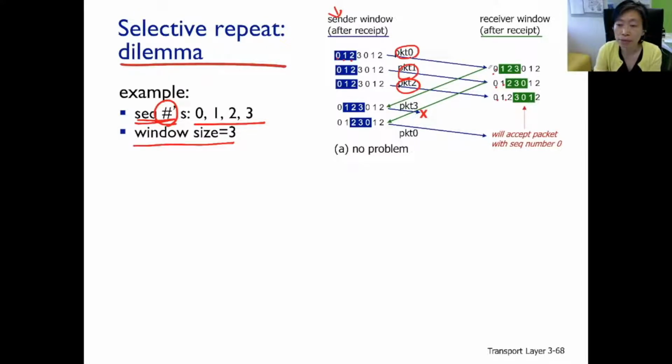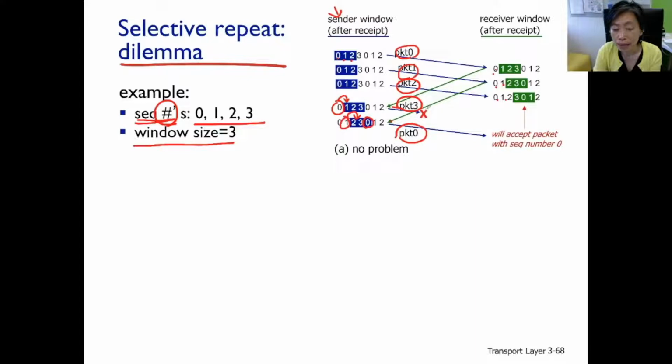So ACK 0 arrives back at the sender first. And this is in sequence, so we advance the send base. And we generate yet another packet to go. All right. And the next ACK is going to advance the send base further to 2. And we generate yet another packet to send. And the next one will be what? Carrying sequence number 0.